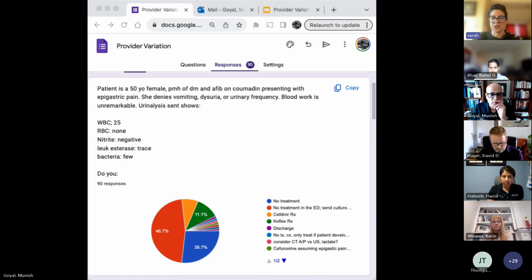And I know someone in the chat wrote, why are we calling epigastric pain a UTI, right? And I think that's even something that is not agreed upon, right? Doesn't epigastric pain represent a UTI? For me, the answer is probably no.